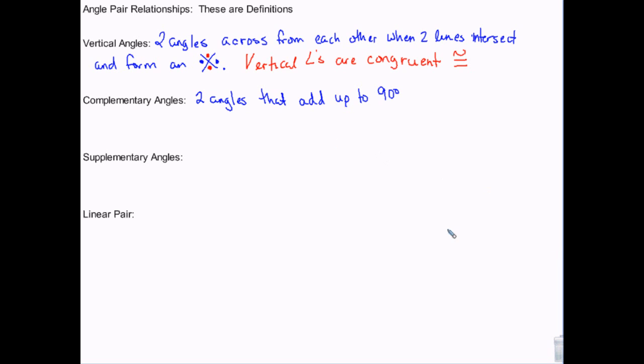And a way to remember complementary angles add up to 90 degrees is if someone compliments you, they're right. Okay, so that's just a good way to remember 90. 90 is a right angle. So if somebody compliments you, they're right. So complementary angles add up to 90. And then we have supplementary angles. And supplementary angles are two angles that add up to 180.